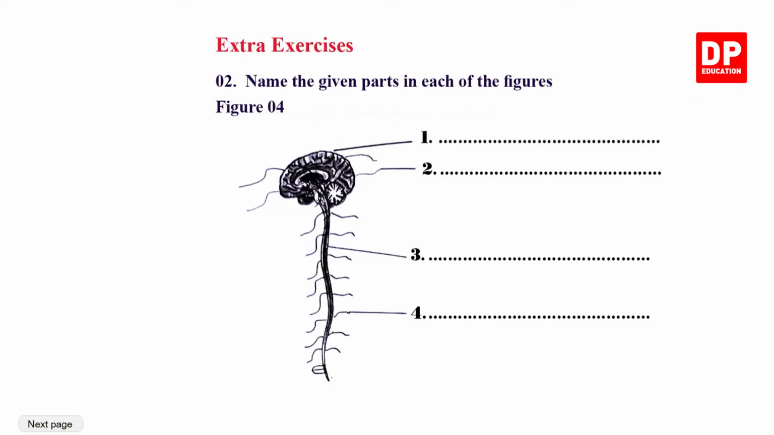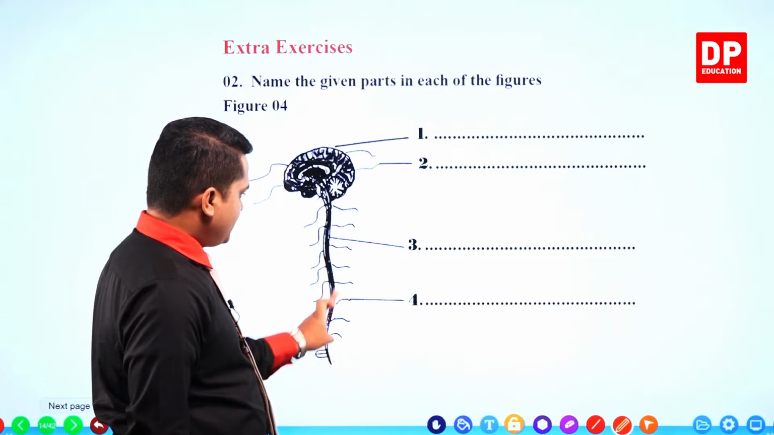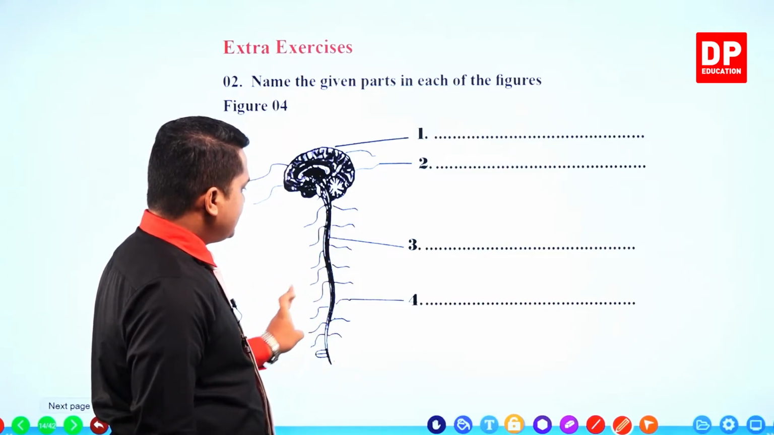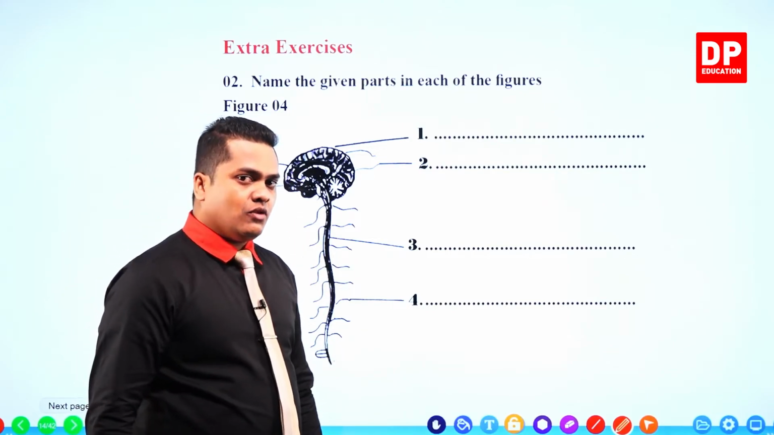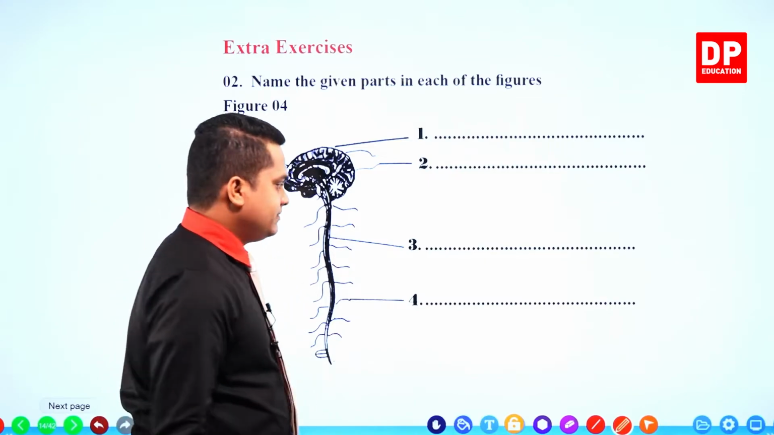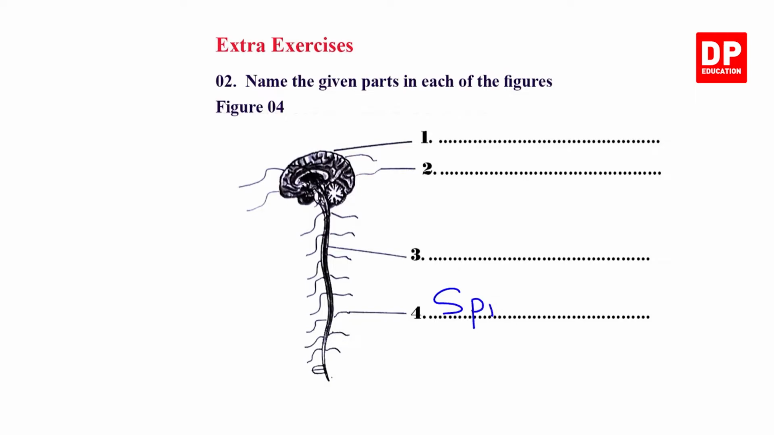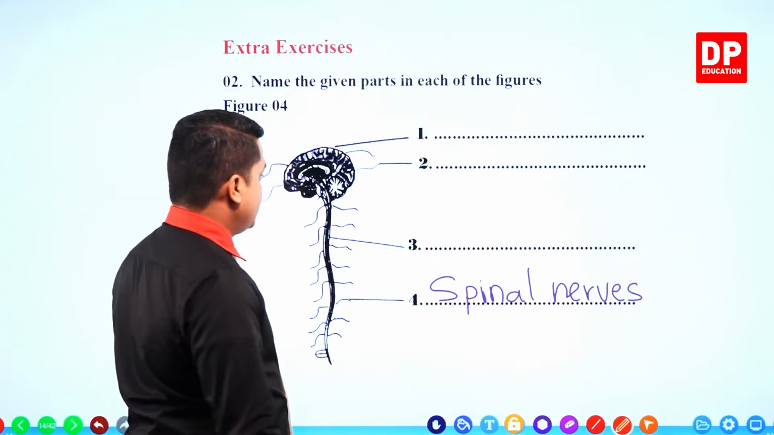In figure number 4, you can observe once again a figure related to the central nervous system. First of all, I'll start from number 4. These nerves are arising from the spinal cord. If they are arising from the spinal cord, these are spinal nerves. There are 31 pairs of spinal nerves.